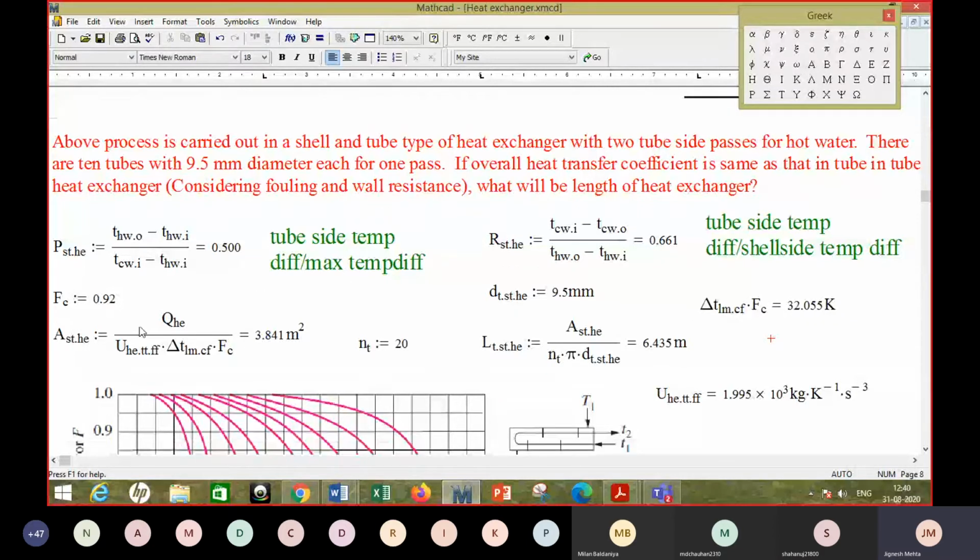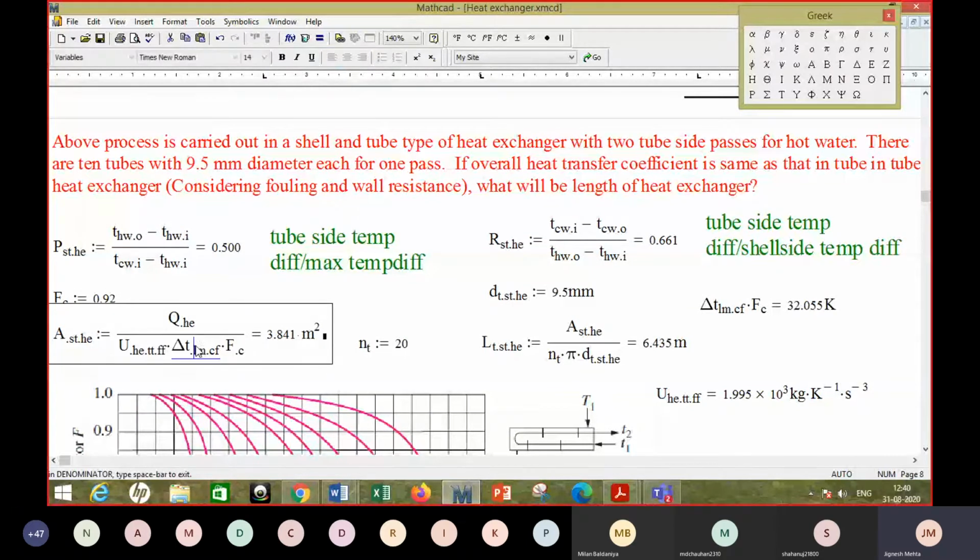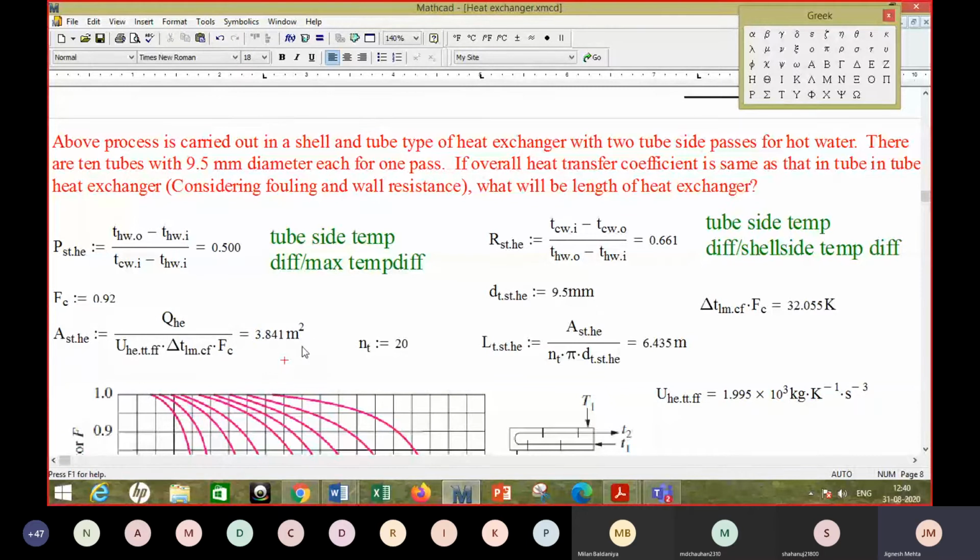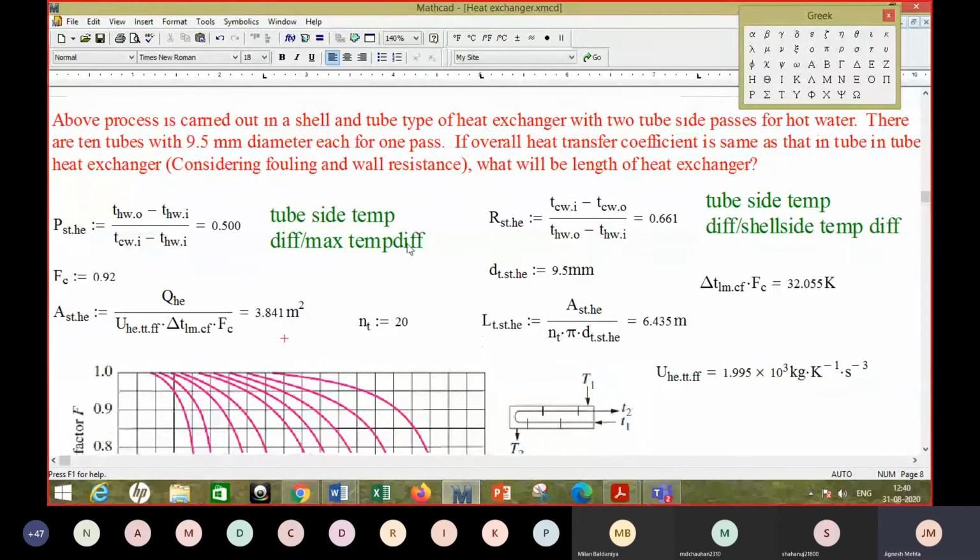Now you want to get the new area of heat exchange. So that is Q upon U into the corrected value of the log mean temperature difference. So the area of heat exchange that you should provide is around 3.841 meters square. You can calculate and check it. Now, what should be the length of the tube? There are 20 tubes. Each tube is going to provide how much area? Pi d into length of the tube, right?